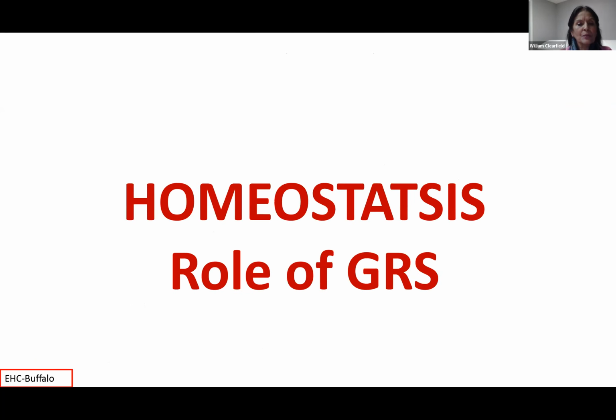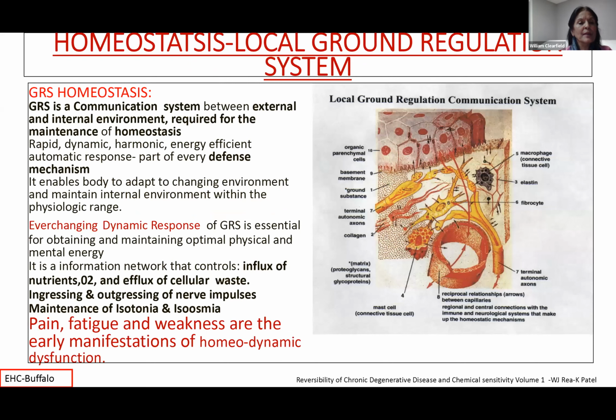To maintain homeostasis is the role of the ground regulation system. So what is the ground regulation system? It is a communication system between the external and internal environment required for the maintenance of homeostasis. There is a rapid, dynamic, harmonic, energy-efficient automatic response, which is part of every defense mechanism in our body. It enables the body to adapt to a changing environment and maintain the internal environment within the physiologic range. That is the main purpose of the ground regulation system.